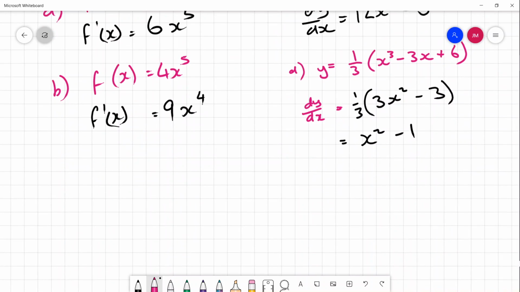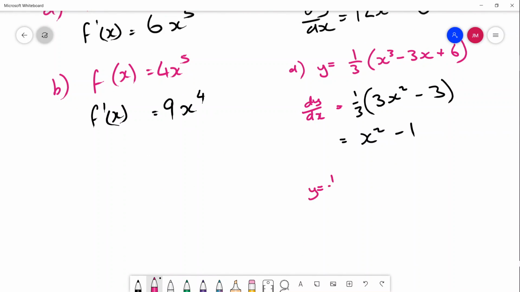If we want to check that, let's do the original question again, but let's multiply the third through first. So we get 1/3 x cubed minus x plus 2, and then differentiate. 3 times a third is 1, so we get 1x squared, and then minus 1, and the 2 is a constant, so it drops off, so we end up with x squared minus 1. Either way, you should get the same answer.